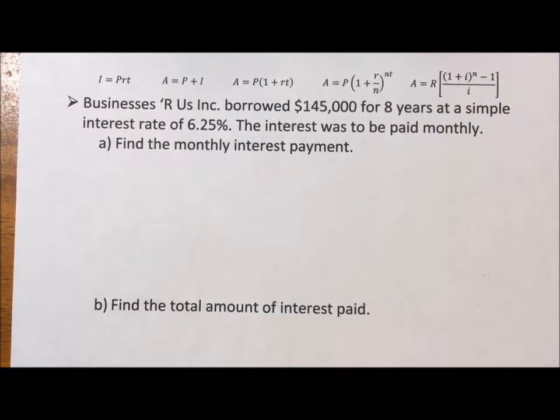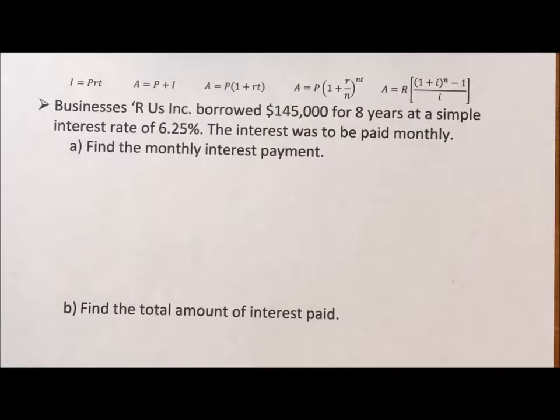Today I'm doing a series of videos on interest and finance questions. On this video, Businesses R Us borrows $145,000 for 8 years at simple interest, and the interest is going to be paid monthly. So if we need to know that the interest is paid monthly, we need to know what a monthly payment is. So we're going to start with our interest formula.